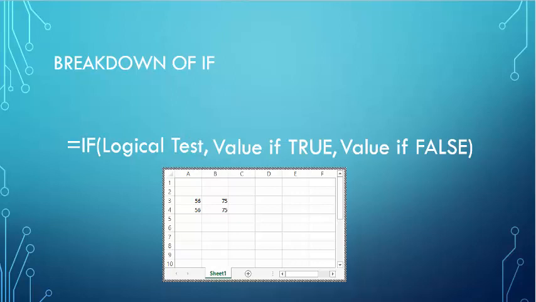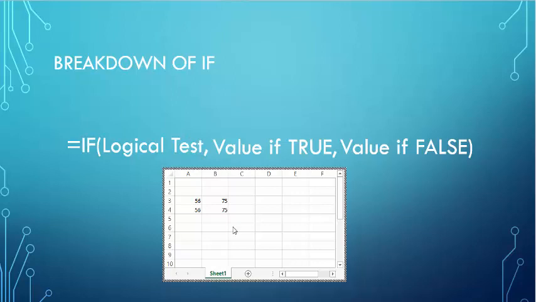So here's a basic breakdown. What the if does is it looks at a logical test. In other words, it uses a comparison operator to compare two values, in this case numbers, as you can see on the screen. And it will determine whether the value is true or false and return some value that you specify based on that true or false.